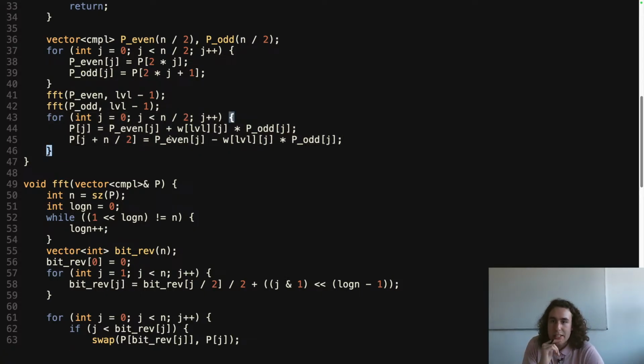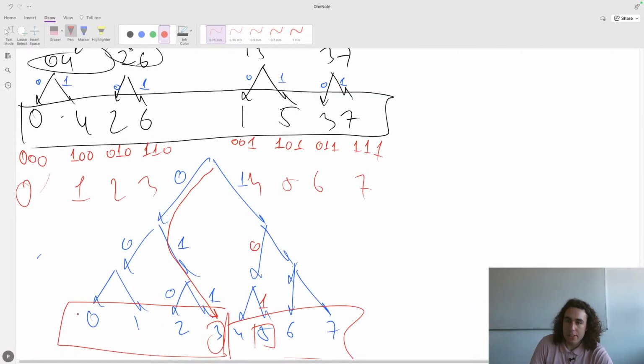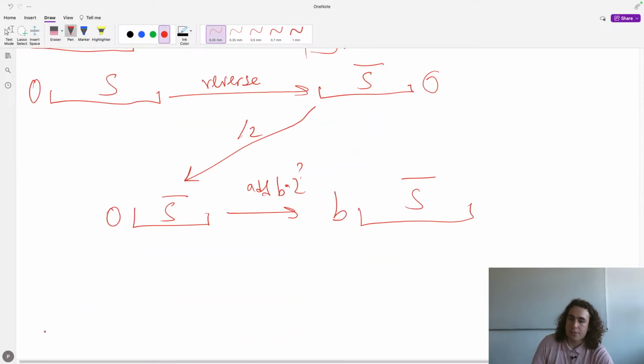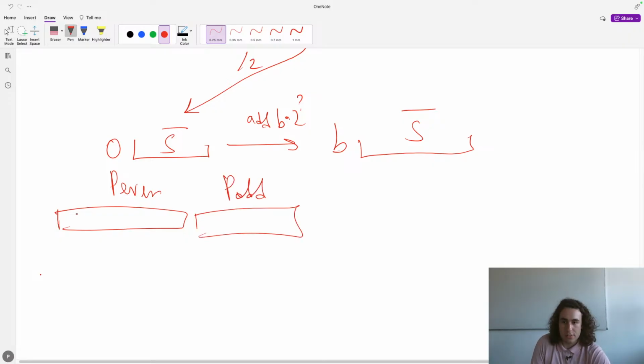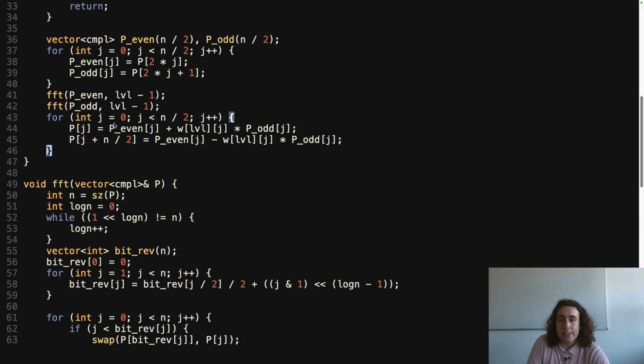And it's interesting because, if we don't use more memory, right, then what do we have written? We have p even written in the first half of our interesting thing, and p odd written in the second one. And now we're interested in indices j and j plus n half. They are calculated through indices j in p even and p odd.